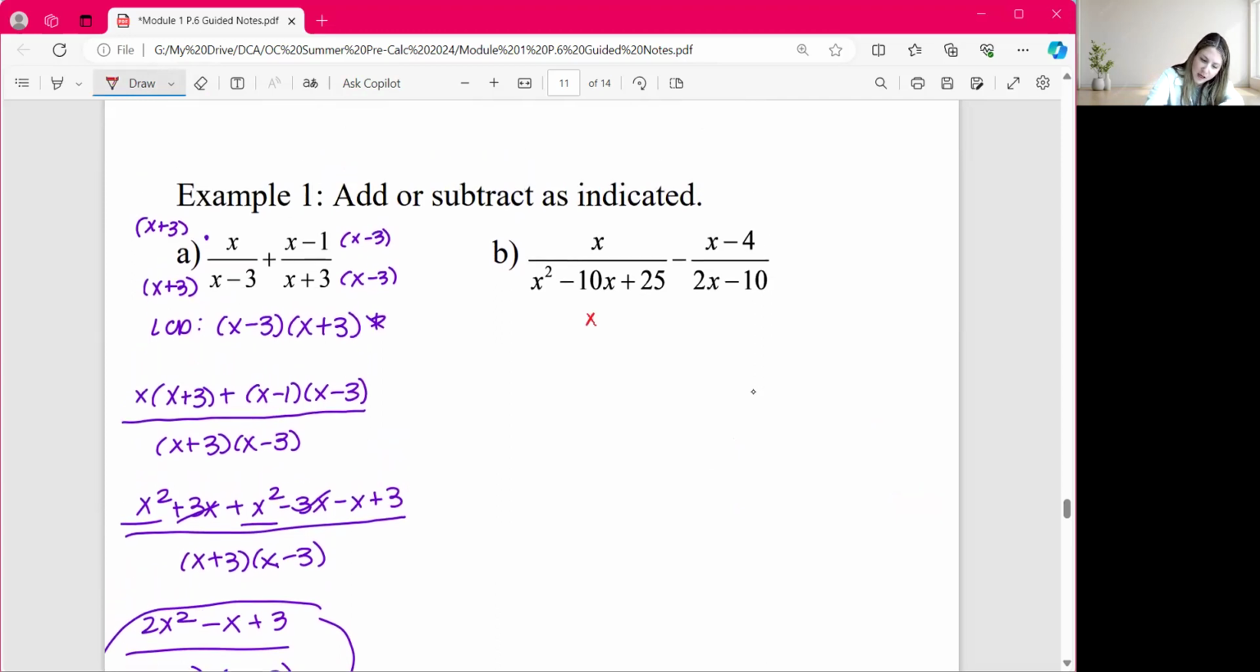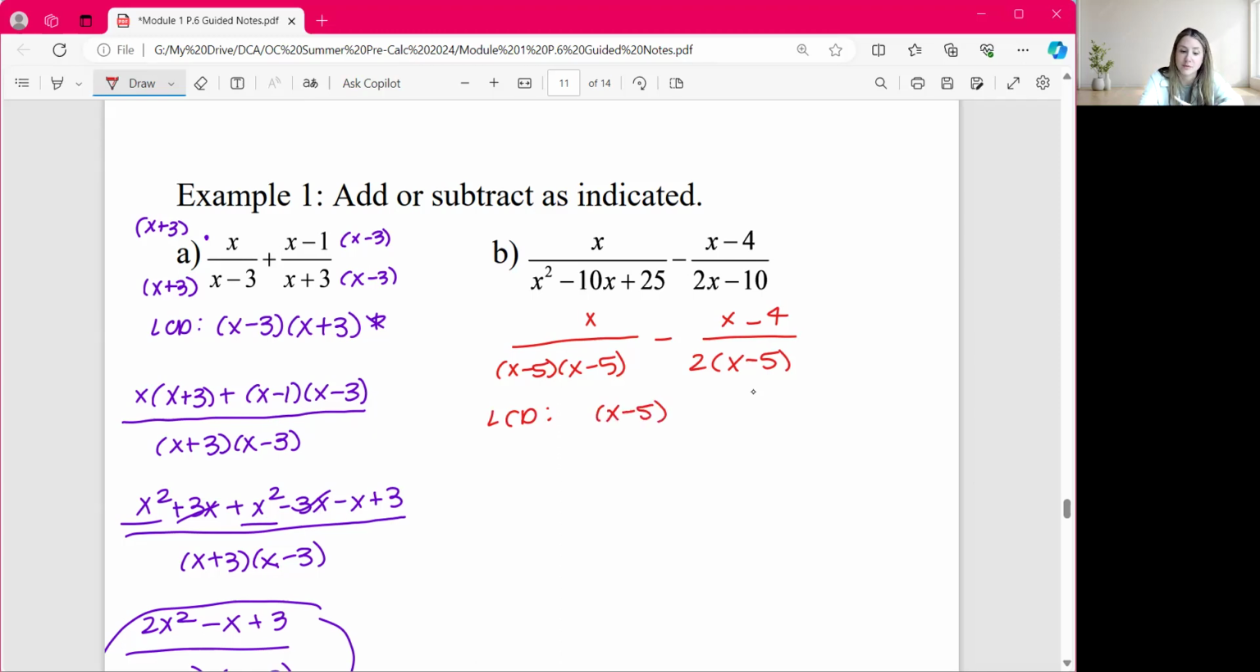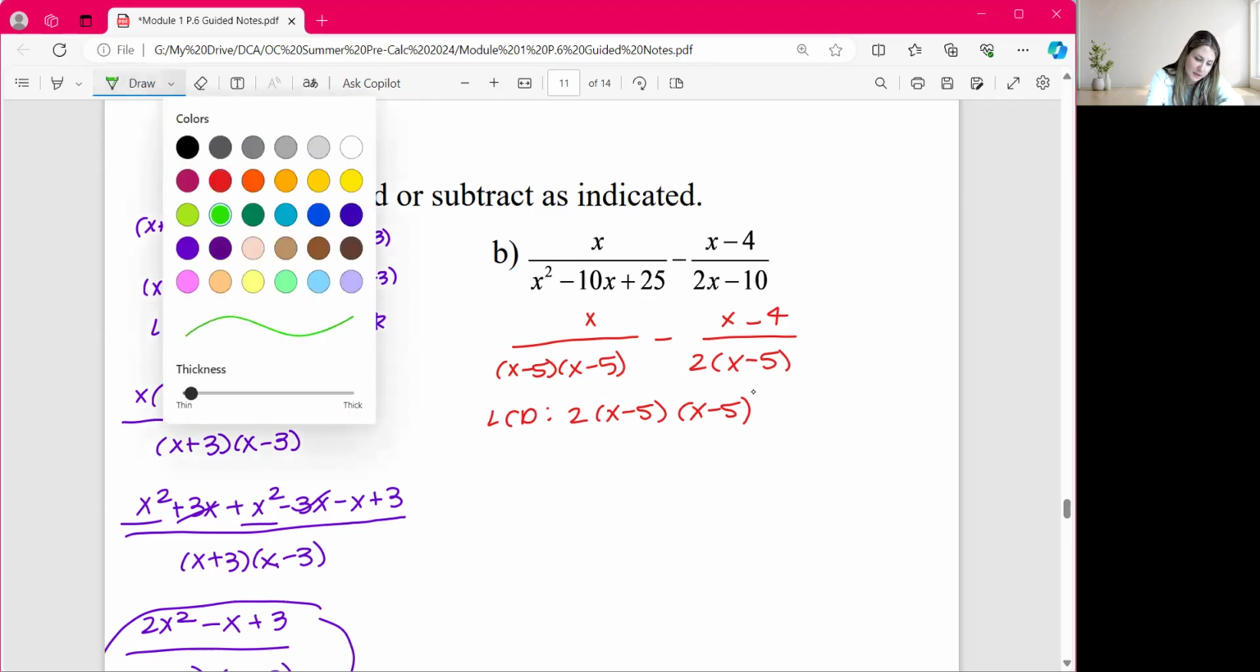So we'll start here, x over, we'll factor this, x minus 5, minus x minus 4 over, we'll take out a GCF, x minus 5. And so now we can look at my least common denominator. One of the common factors, so it's going to be x minus 5, and anything that it's missing. So I need the 2 here, and the other one needs another x minus 5.